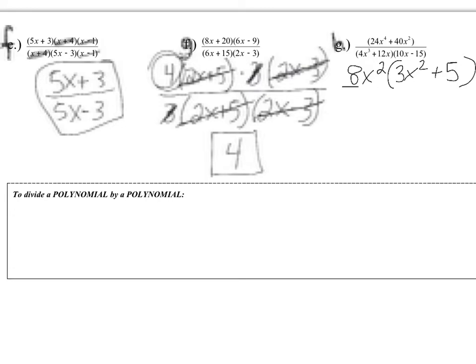Now the bottom, let's look at the bottom. In the 4x to the 3rd plus 12x, I'm going to pull out my GCF. My GCF is 4x, so let's pull out a 4x. Just the first set of parentheses is what I'm looking at there. Divide everything by 4x, I'm going to be left with x squared plus 3. And now let's look at 10x minus 15. Well, I can pull out a 5 there. So if I pull out a 5, I'm going to have 2x minus 3.